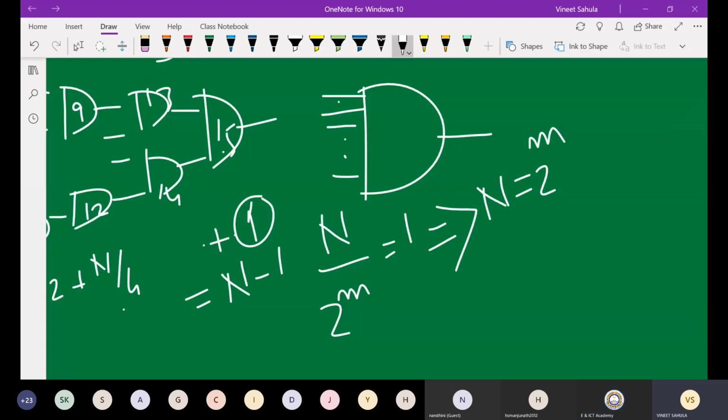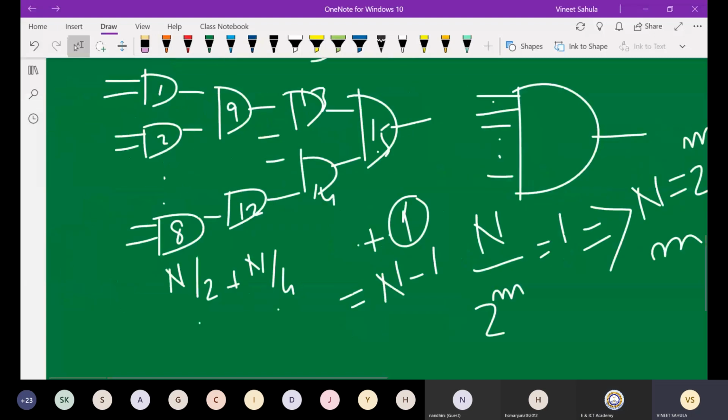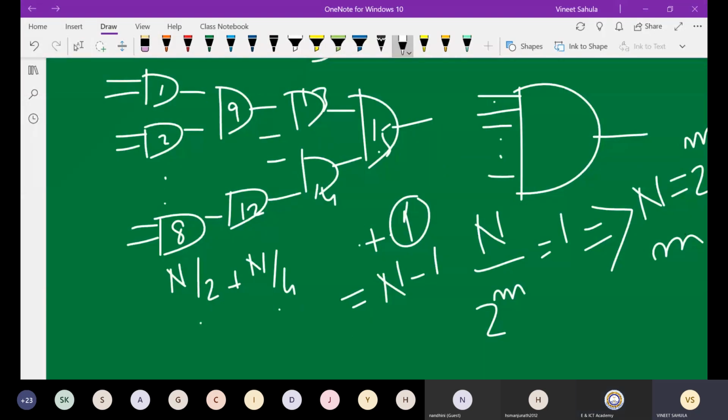m is the mth level. So m will be log of n. Right? m is log of n. What is m? m here is the number of levels. This is level 1, level 2, and this is the mth level, where I am getting this value. So delay is m levels, m delay, which is log of n. So for 16 inputs, my delay is only 4 gates, right?